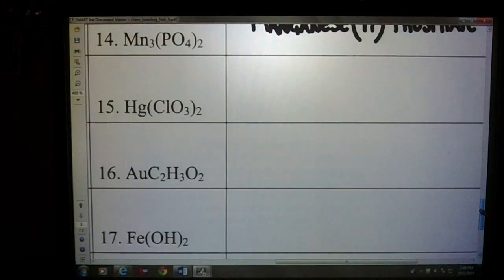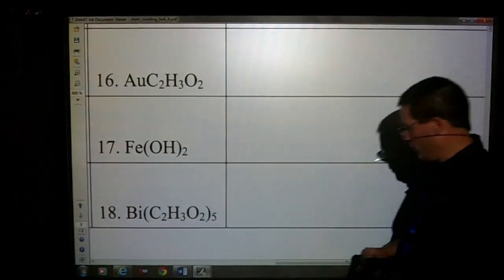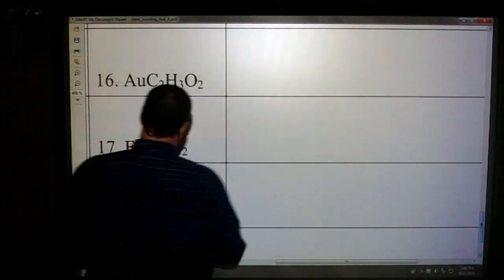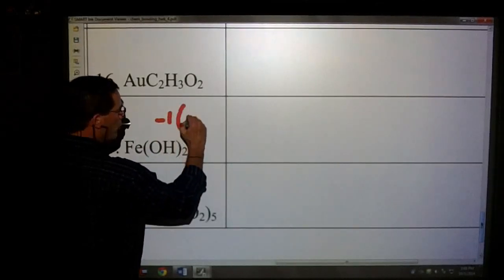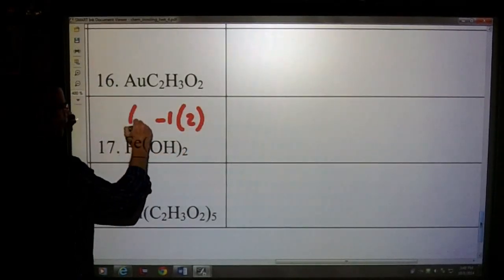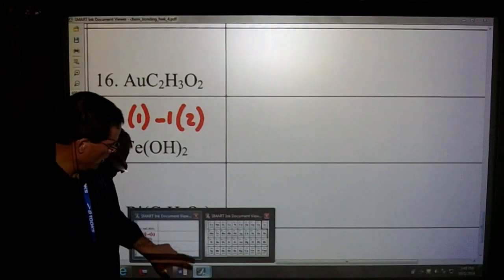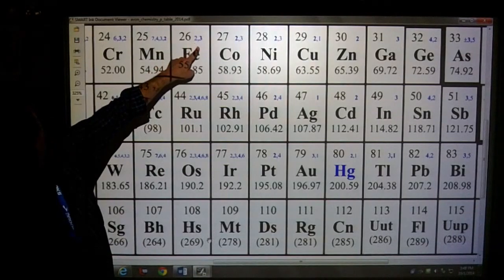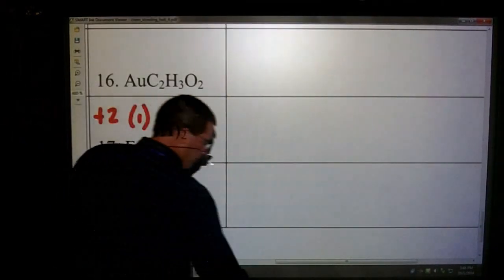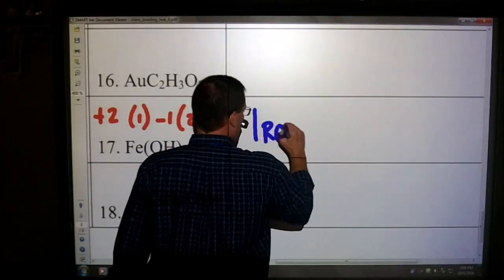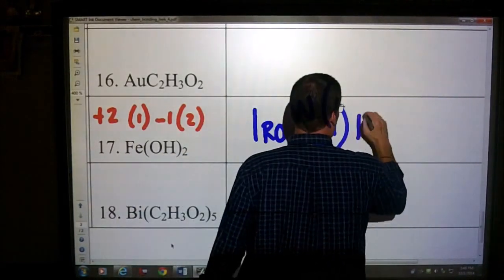All right, I'm going to skip 15 since you already did that. And let's look at the last one, 17. So again, look at your non-metal, which has a -1 charge, and there's 2 of those. How many irons do we have? 1. So therefore the iron must have a +2 charge. And if you look at iron, it can either be a 2 or a 3. So that's legal. So when we go and write this out, it is iron, Roman numeral 2, hydroxide.